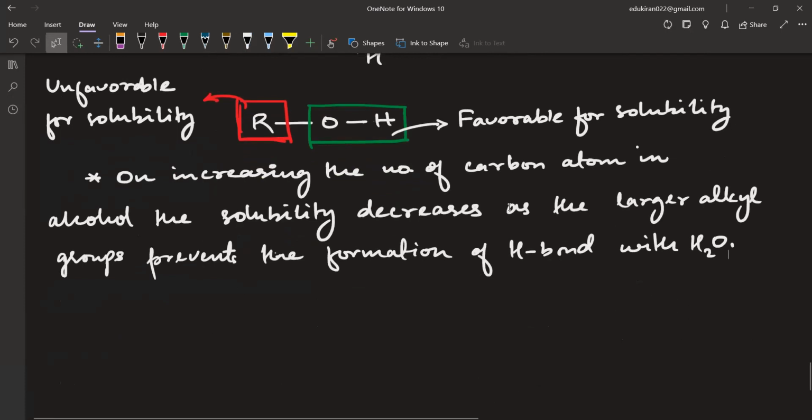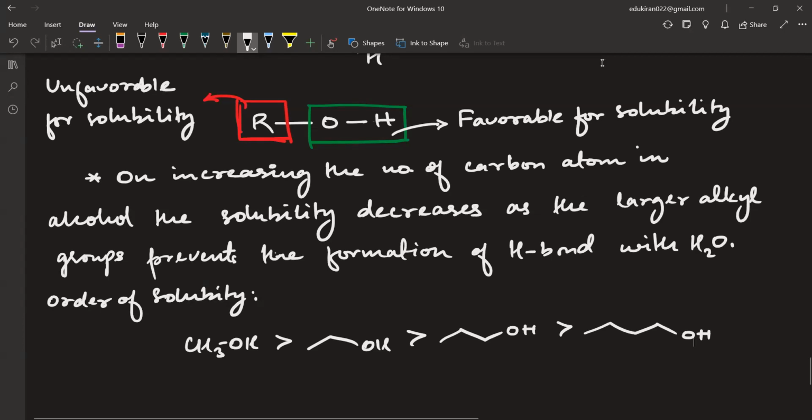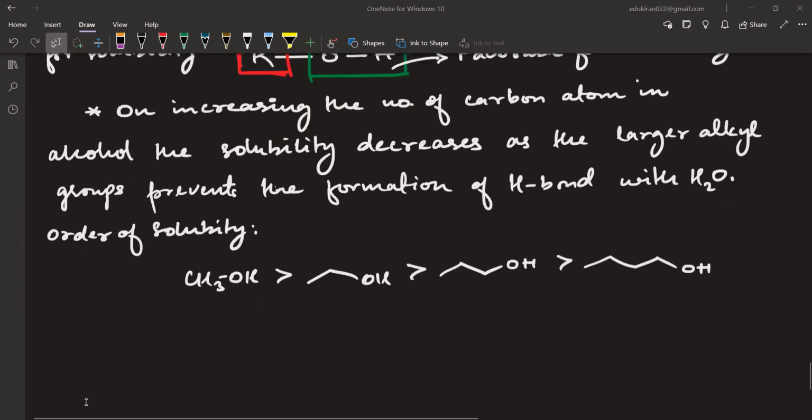Okay. So right here, order of solubility. CH3OH will be more soluble, followed by ethanol, followed by propanol, and at last you will have butanol like this. Done.